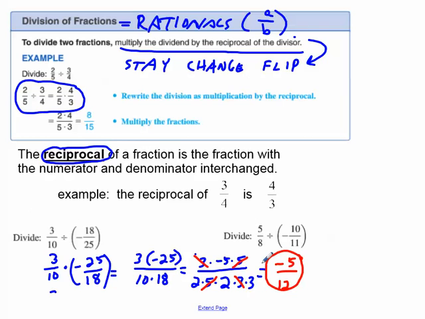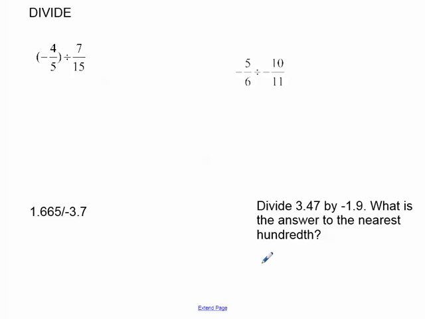Alright, this is another example over here: 5/8 divided by negative 10/11. But we've got more room over here, so let's divide over here. Negative 4/5 divided by 7/15. Let me move this up a little bit and give us a little more space. The whole thing would be negative, because a negative times a positive would be negative.